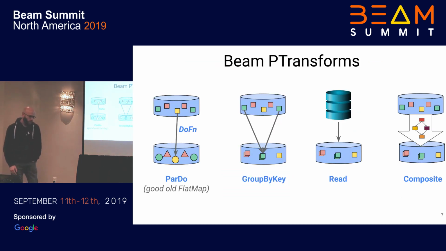Actually, there are only 3 Beam transforms that are primitive ones. There is the ParDo, which is the usual flatMap. There is the GroupByKey, which allows grouping data into groups to be processed later on in parallel, and the Read, which inputs data into the pipeline. And actually, all the other transforms in the Beam SDK are composites of ParDo and GroupByKey. Even the reduce, which is called combine in Beam, can be seen as a composition of ParDo and GroupByKey.